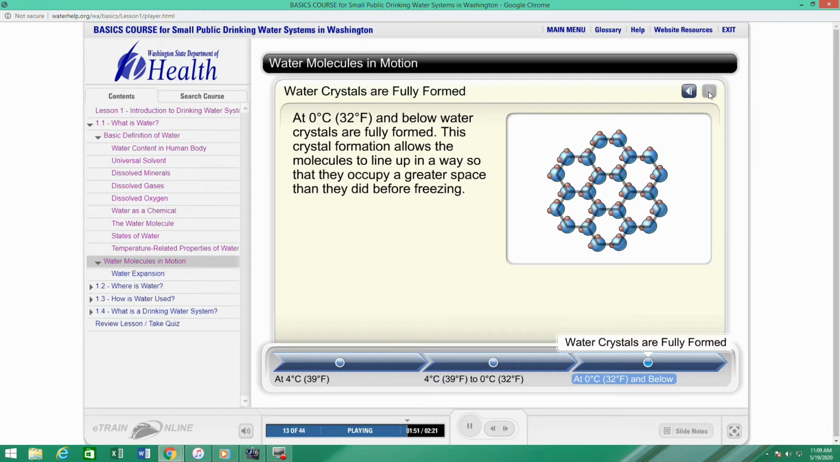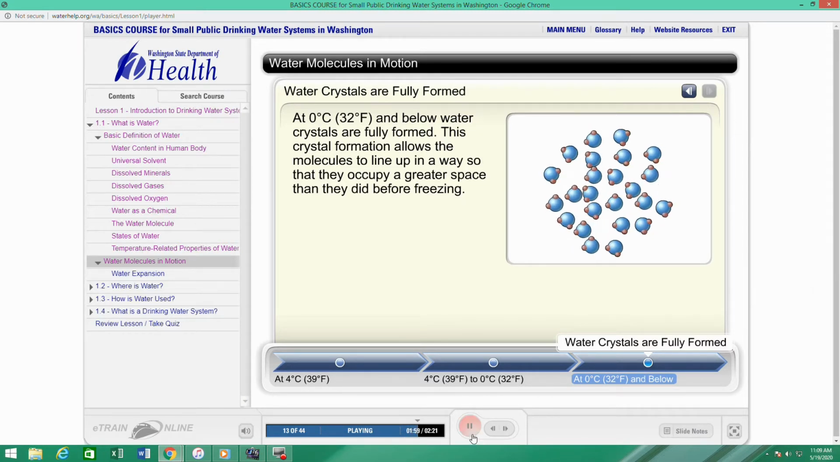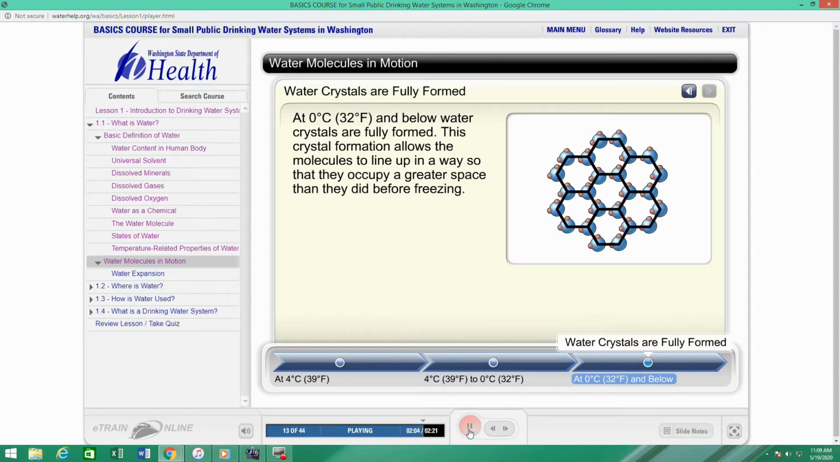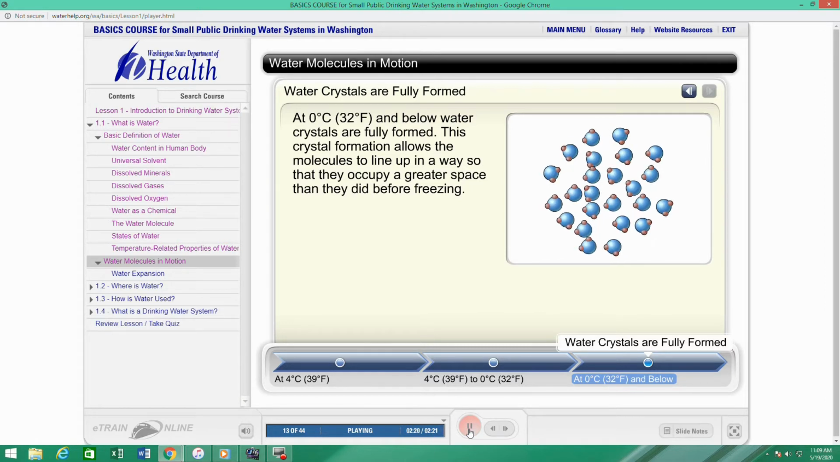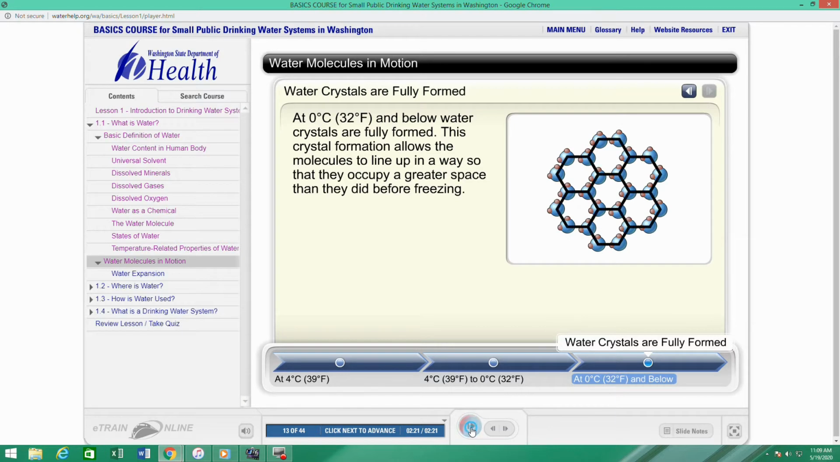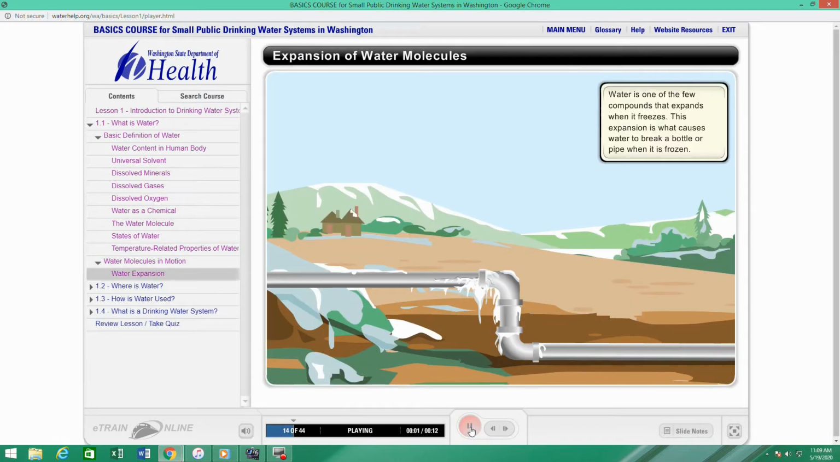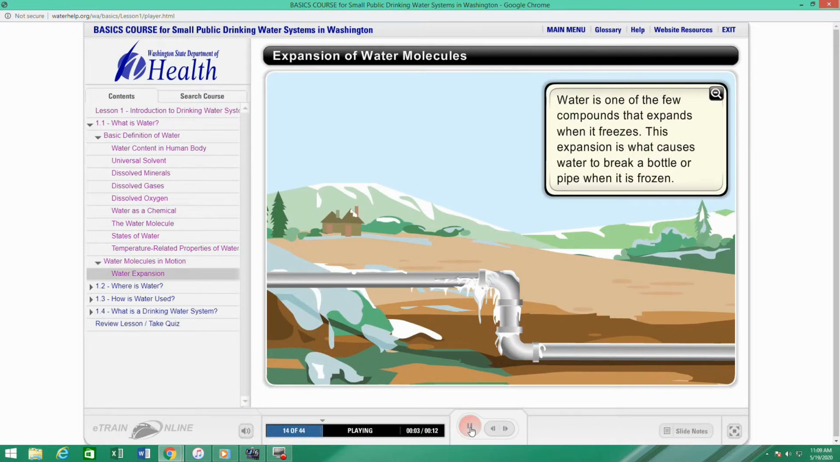At 0 degrees Celsius, or 32 degrees Fahrenheit, and below, water crystals are fully formed. This crystal formation allows the molecules to line up in a way so that they occupy a greater space than they did before freezing. Water is one of the few compounds that expands when it freezes. This expansion is what causes water to break a bottle or pipe when it is frozen.